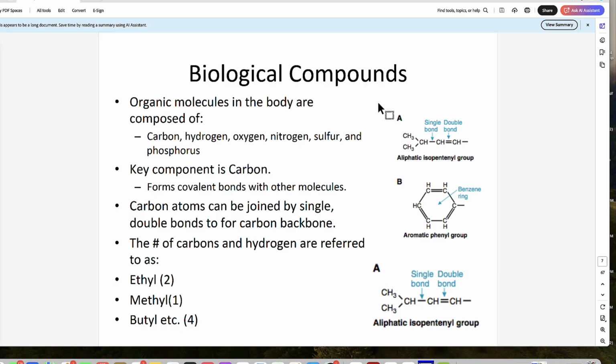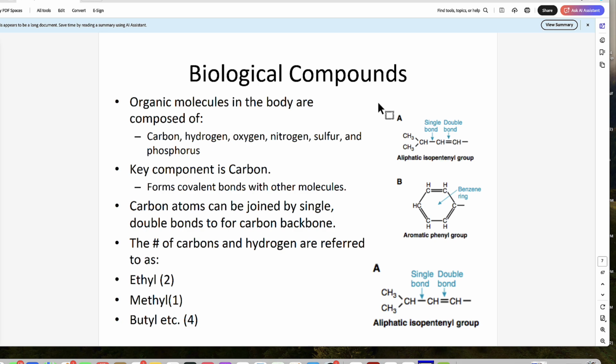The key component is carbon. Carbon is one of those elements that is able to form covalent bonds with other elements. So carbon is really a central element for most biological compounds.